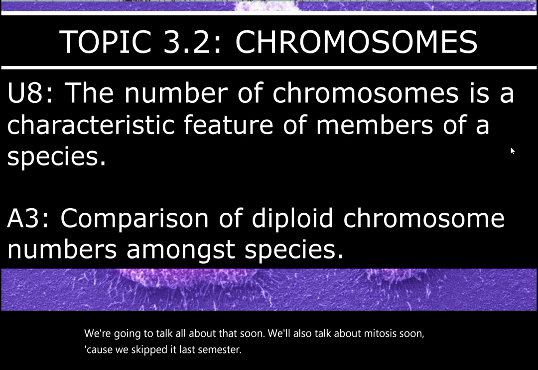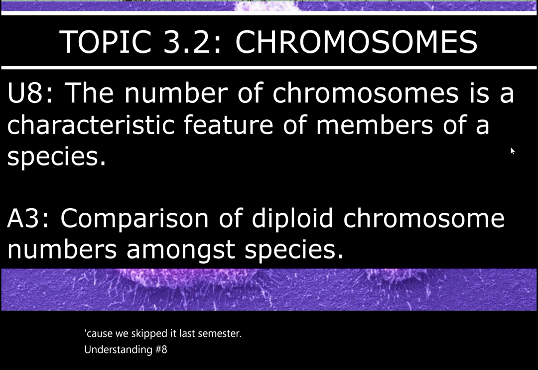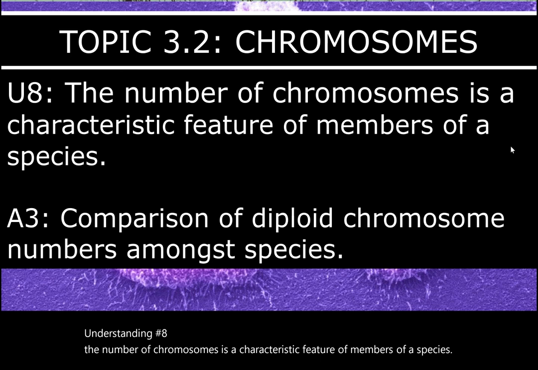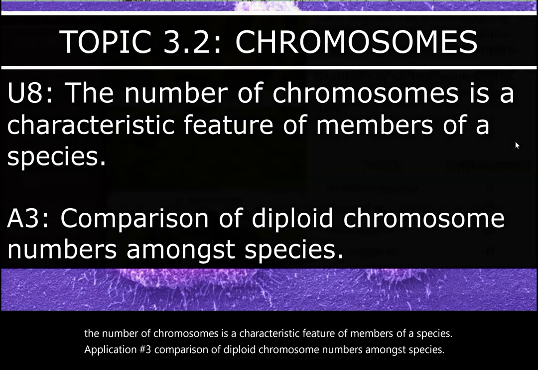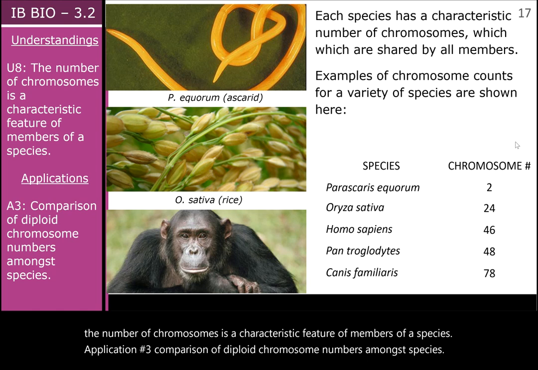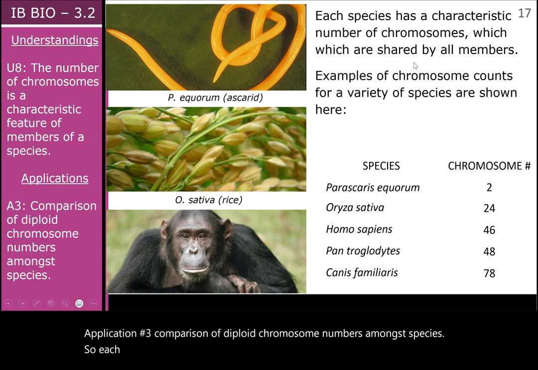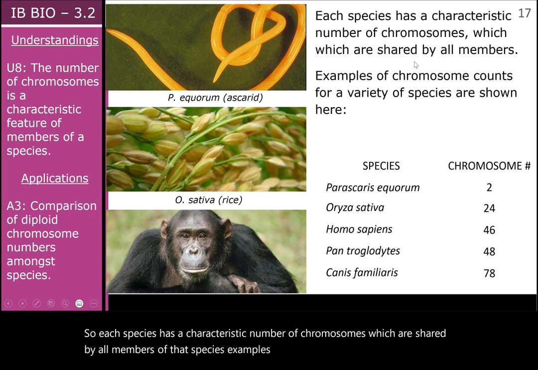Understanding number 8. The number of chromosomes is a characteristic feature of members of a species. Application number 3. Comparison of diploid chromosome numbers amongst species. So each species has a characteristic number of chromosomes which are shared by all members of that species. Examples of chromosome counts are shown here.